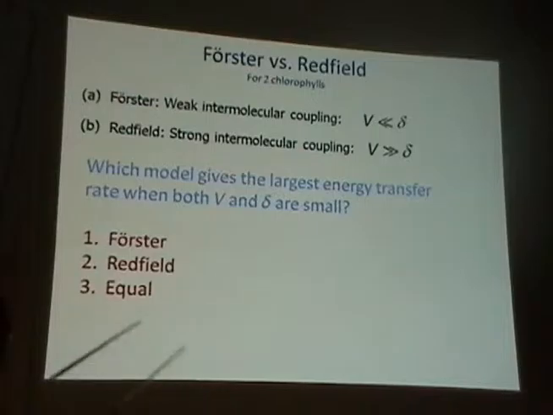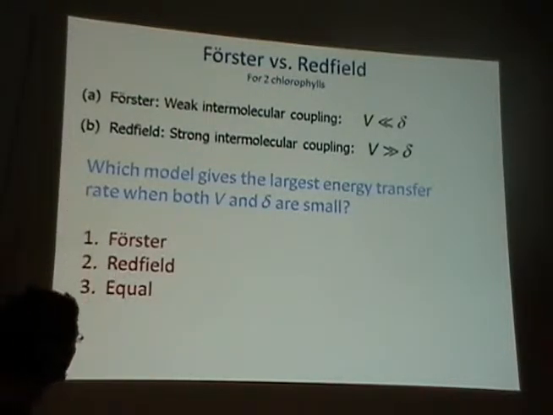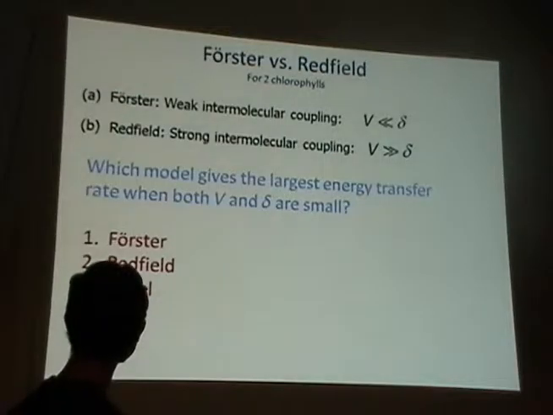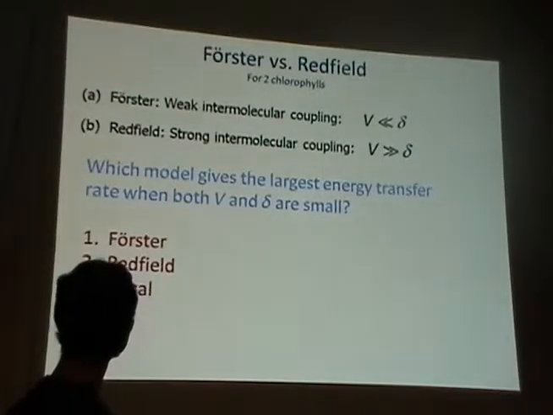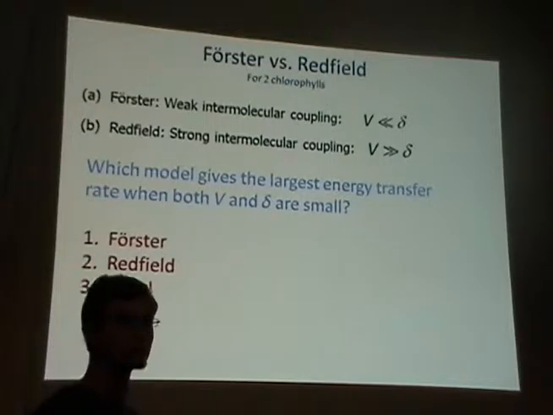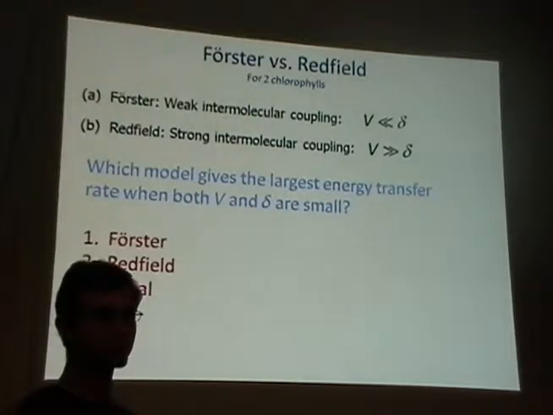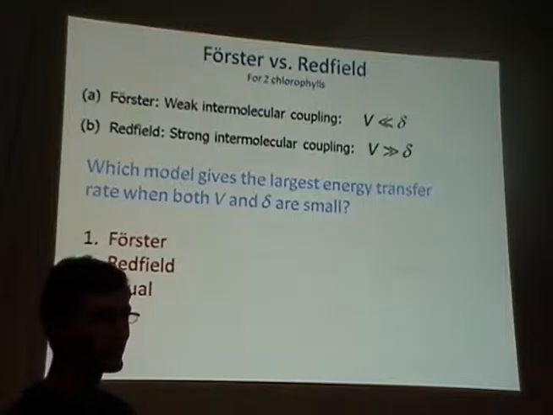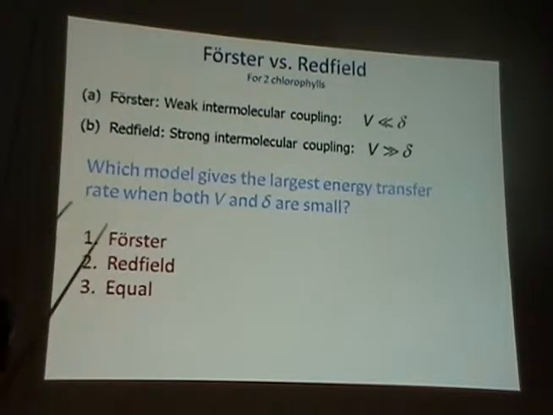Okay. For most systems, we're actually in between for light harvesting complexes. Okay, so now I thought of trying to make it a bit more interactive. So in the spirit of the school, here's a question for you. Which of these two models do you expect would give the largest energy transfer rate when both V, the intermolecular coupling, and delta, the energy difference, are small?